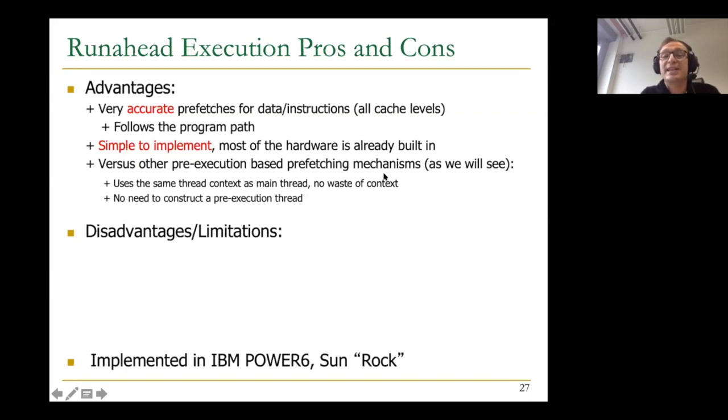There's no waste of context, and there's no need to construct a pre-execution thread because the program already did it for you. The pre-execution thread is your main program. You just need to decide what to execute and what to make invalid. Of course, there are disadvantages and limitations.